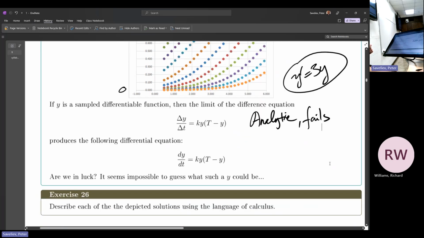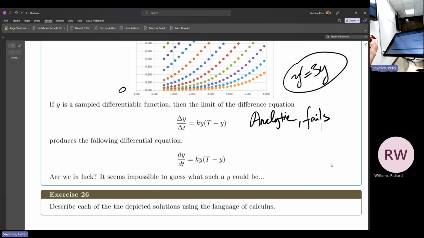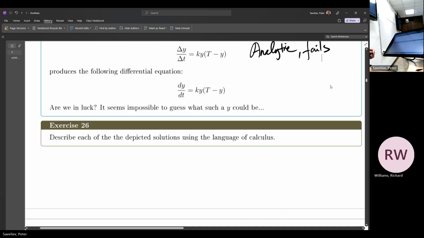Describe each solution using calculus. Once again, it's increasing, decreasing behavior. Remember the basic things: increasing, decreasing, concavity, meaning the second derivative, and possibly the asymptotes.